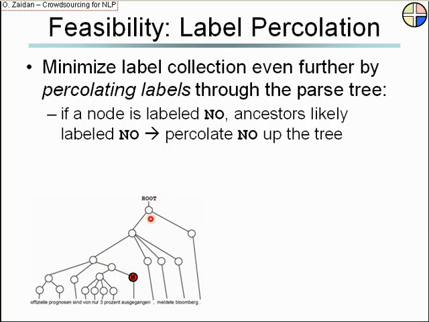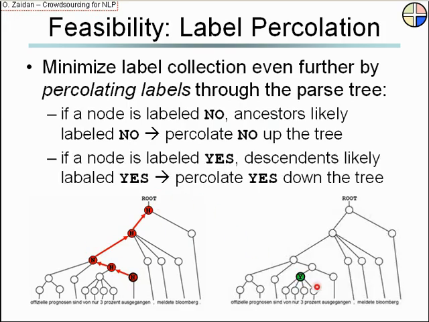So we don't even bother to ask an annotator, and we just percolate the no labels up the tree. And similarly, if a node is labeled yes, it's very likely that its descendants would also be labeled yes if we were to ask an annotator. So we don't ask an annotator and simply percolate the yes labels down the tree. So this also saves us from querying for every single node in the tree.